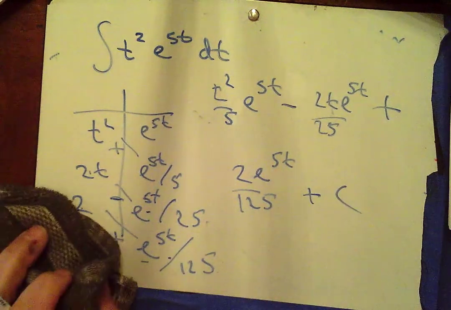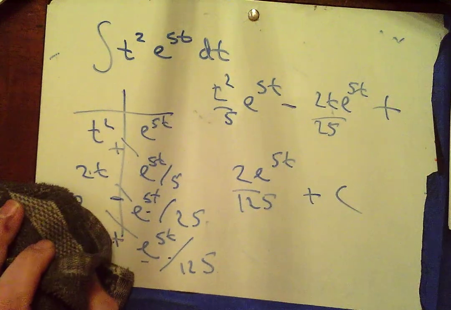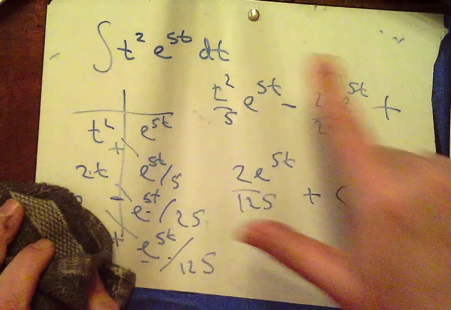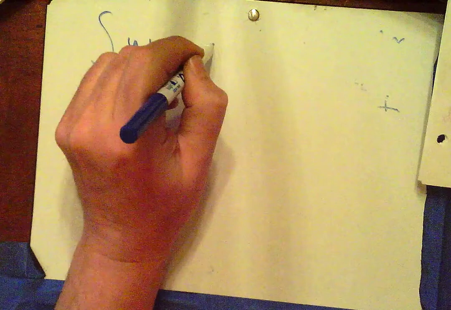All right? And you know, if you're unsure, you could always take the derivative of this. If you take the derivative of this, you should end up there. All right, how about this one? What can you do with this one? The integral of y ln of y dy.